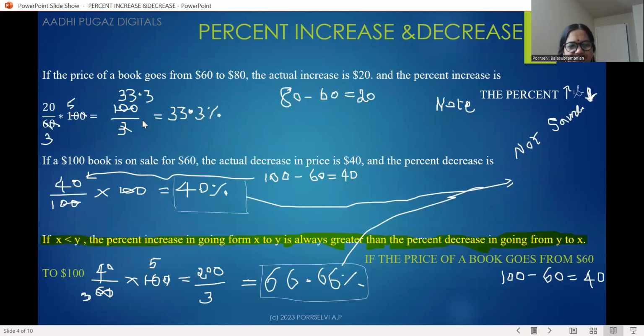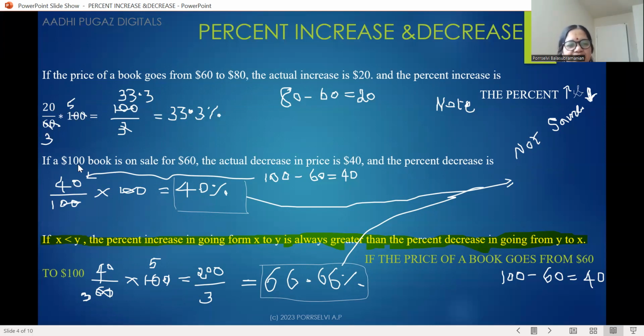From this book example, the difference is $20. The original amount, the base value, is $60. So how many dollars increased? $20. So the $20 increased amount divided by the base amount, the original amount, $60. We need to calculate percentage, so multiply by 100. When you simplify, you cancel the 0. Then in 10, how many 2s are there? 5 times 2 is 10. In 6, 3 times 2. So multiplying 20 by 5, we get 100 divided by 3. We finally get 33.3%.